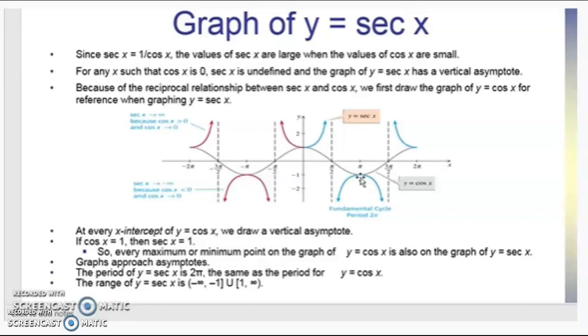Additional information about the secant function is provided here on this slide. However, the most common features have been highlighted at this point. I would also like to point out that the period of the secant function is the same as the cosine function that it is a reciprocal of, that period being 2 pi.